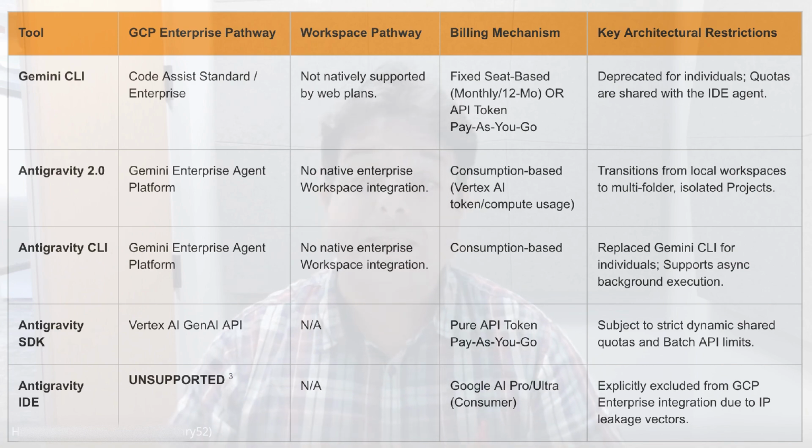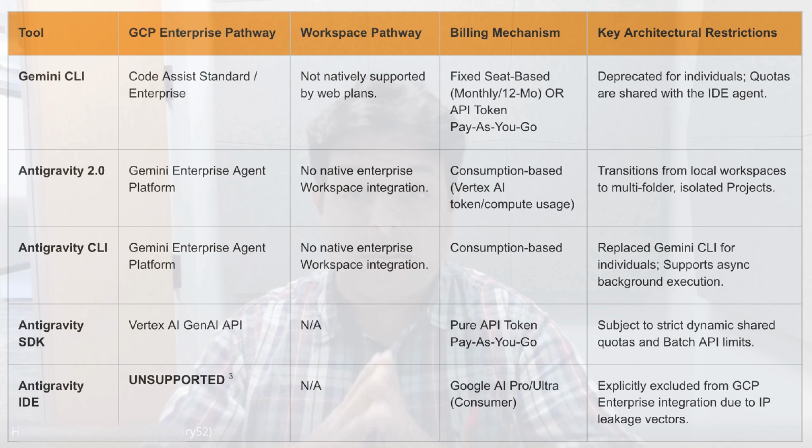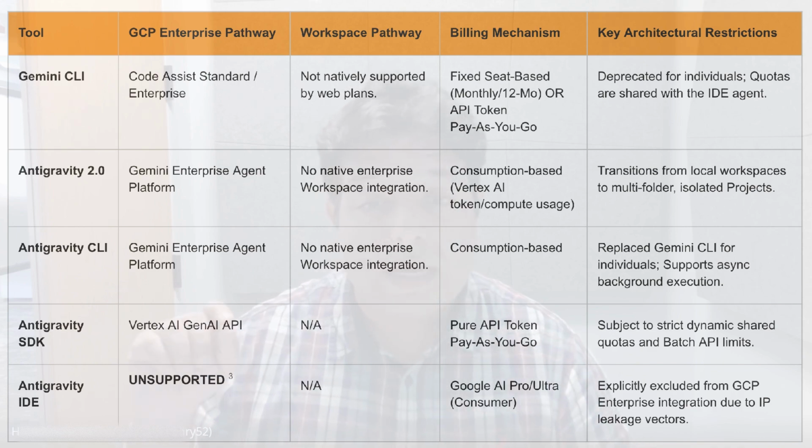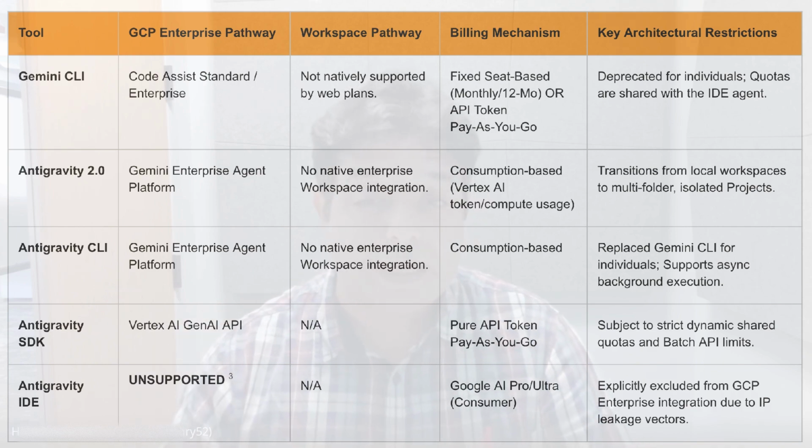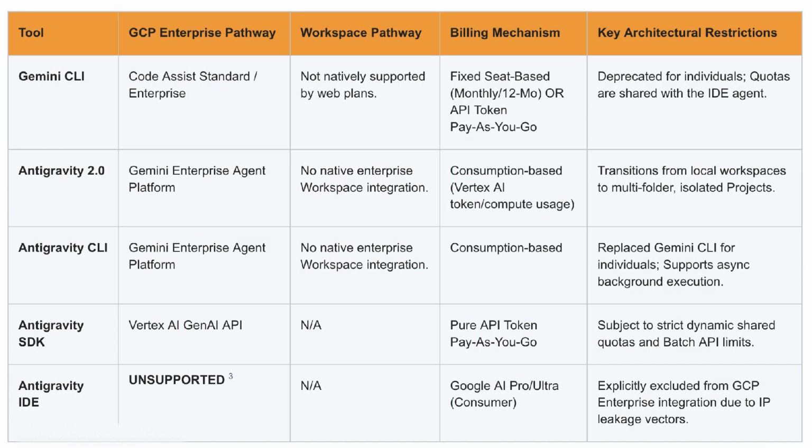Please note that Gemini CLI is not available for individual developers. It's deprecated. Instead, you'd use Antigravity CLI. Next, Antigravity 2.0 and the Antigravity CLI both route through the agent platform, which is Vertex AI. Both operate on a consumption-based billing model, meaning you are billed based on token consumption on Google Cloud.